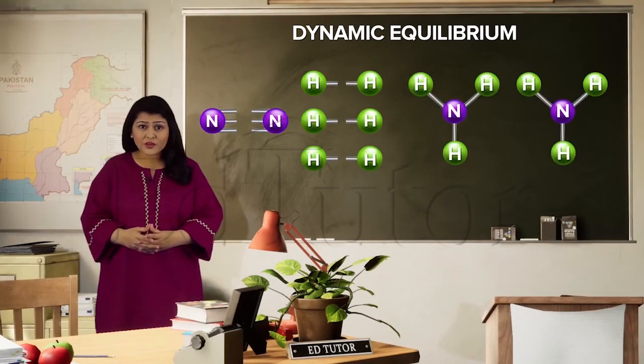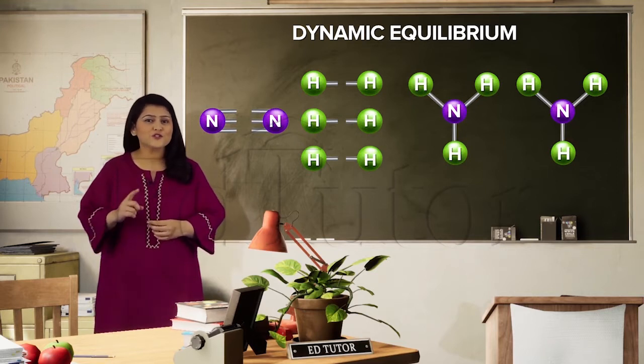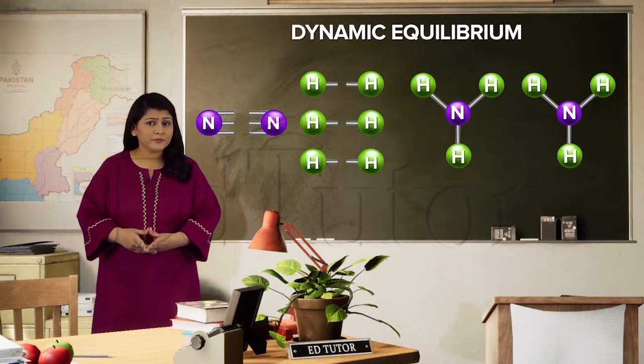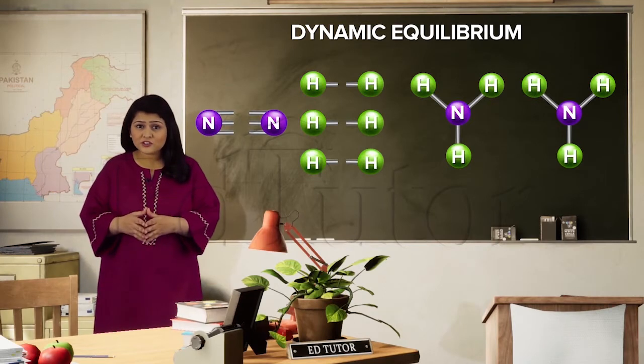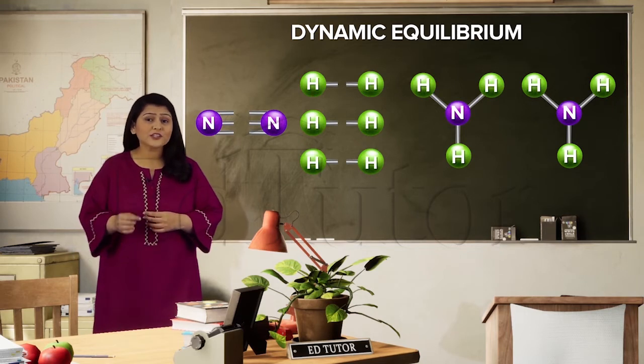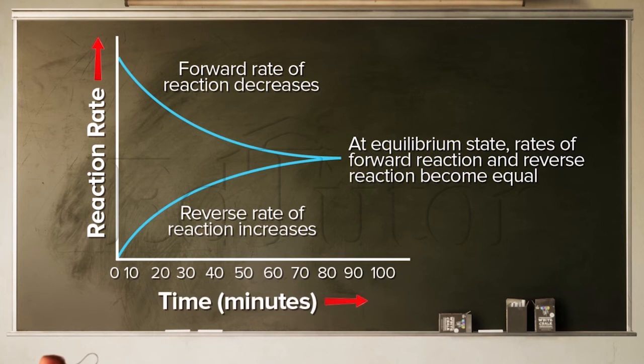Dynamic equilibrium, on the other hand, is a situation where the reaction does not stop. Instead, the rates of the forward and reverse reactions become equal. Another point to remember is that in reversible reactions, dynamic equilibrium takes place before the reaction is completed. Here is a graphic representation of this concept.